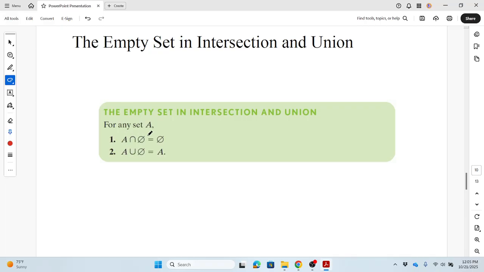And if you try to take the intersection, the common elements, between an empty set, which doesn't have anything, and any other set, then that's supposed to be empty. If you take the union between any set and the empty set, that's supposed to be the set itself.